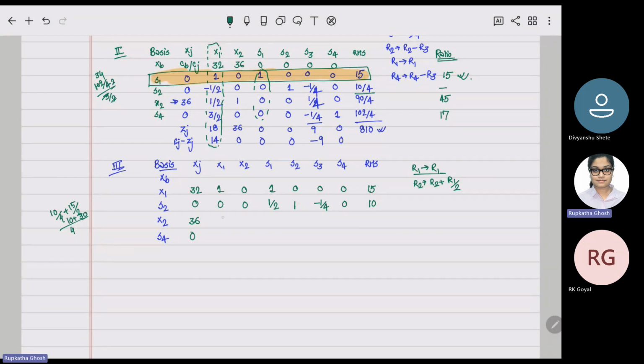Now, what you can do is R3 as R3 minus R1 by 2. So that would be half minus half, 1, 0 minus 1 by 2, 0, 1 by 4, 0, and this would be 90 by 4 minus 15 by 2. So that is 90 minus 30, 60 by 4. Okay.